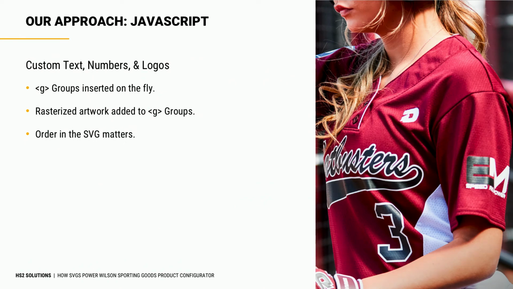Next up, the next part of the JavaScript we had to do was to insert custom text, numbers, and logos. That isn't that much harder, right? We take G groups of the artwork, and we insert them on the fly in the correct order, and the order of the SVG matters. So if I wanted to put a logo on the front of the jersey, I take a G group, I rasterize that logo, and I insert it into the SVG, and bam, I'm able to place that right on the jersey.